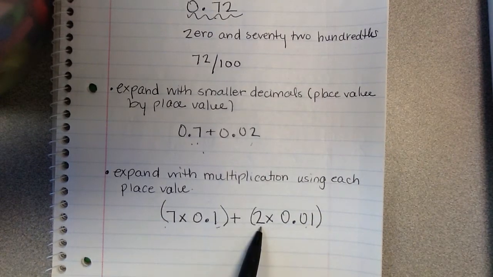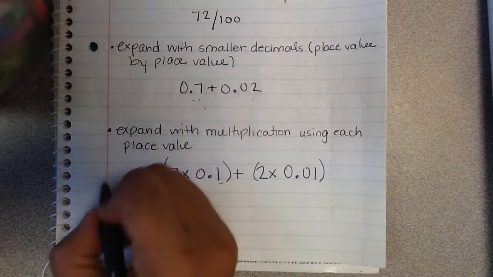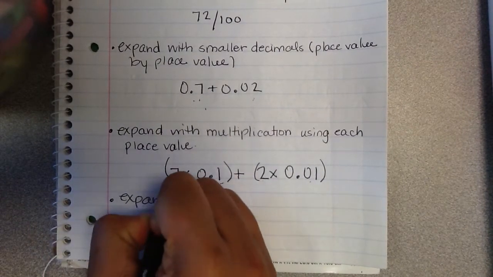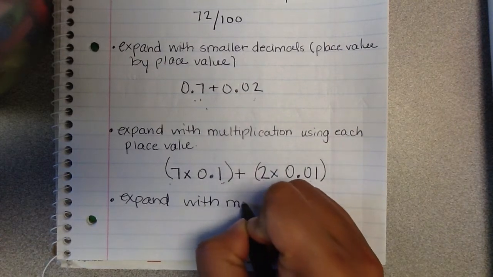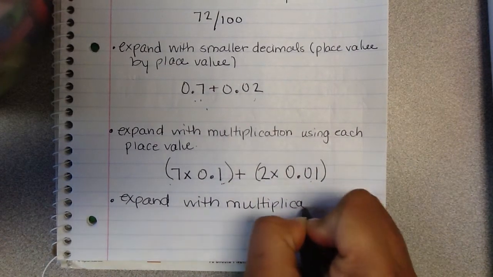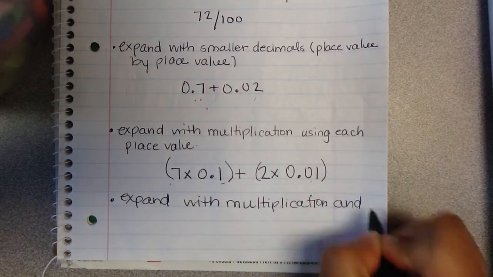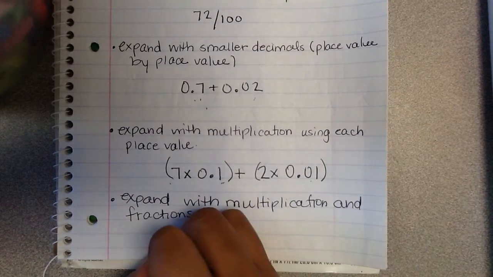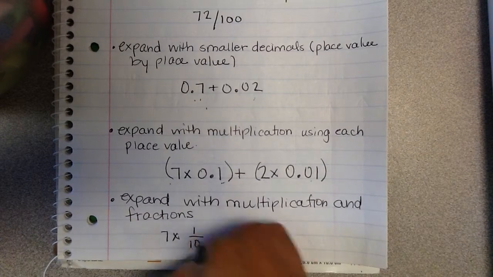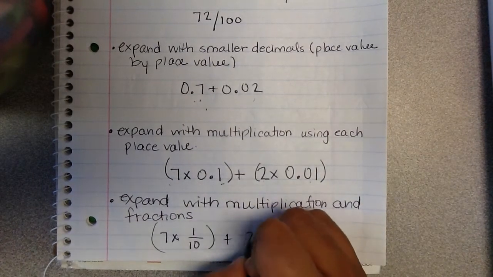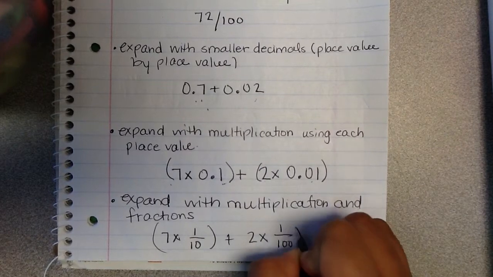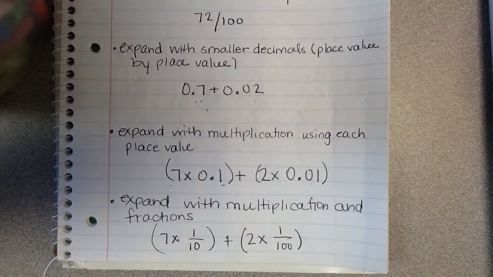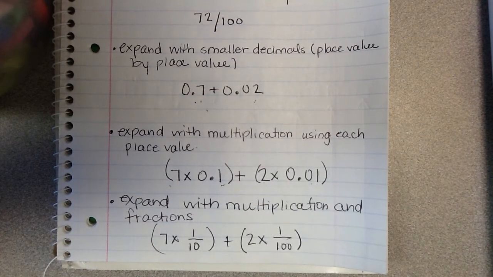Okay, and the final way to do it is to expand with multiplication and fractions. So for this number, it would be 7 times 1/10 in fraction form, plus 2 times 1/100th in fraction form. Okay? And those are the 3 different ways we can expand our decimal numbers.